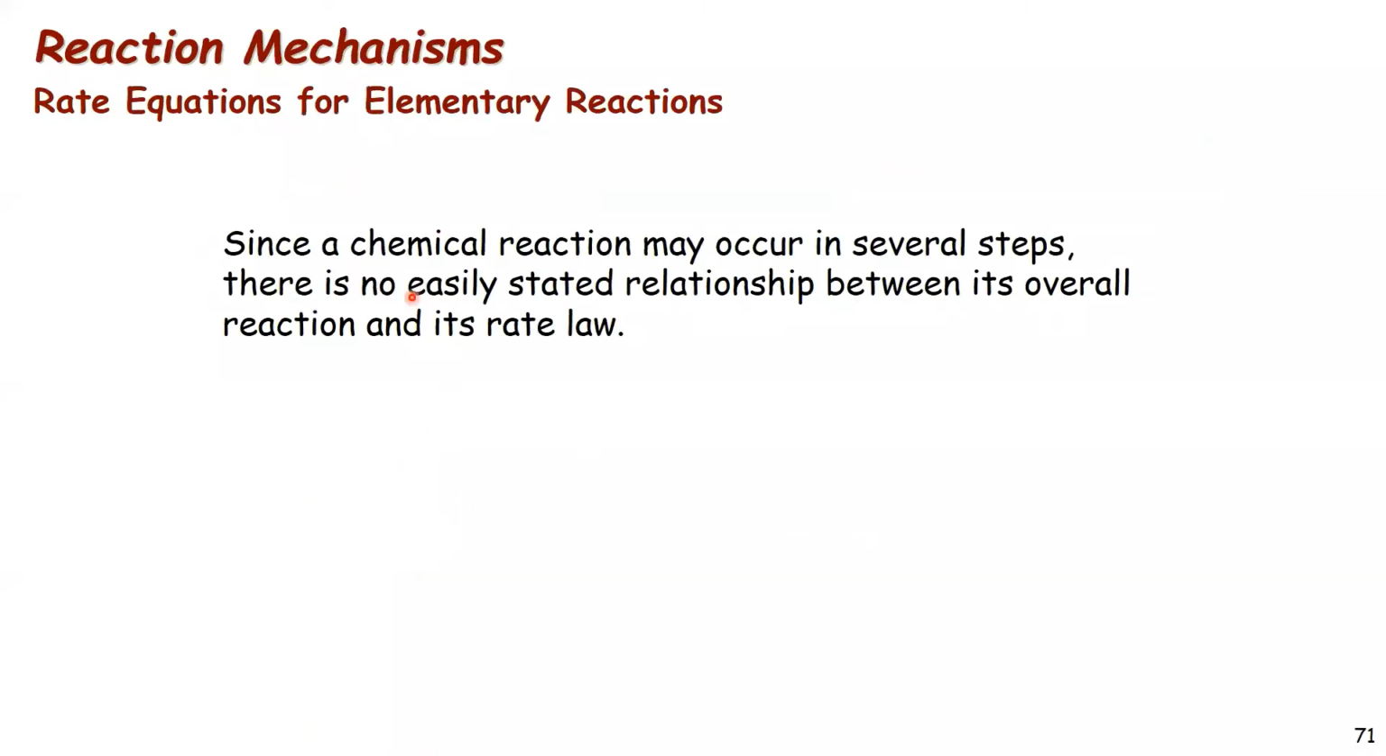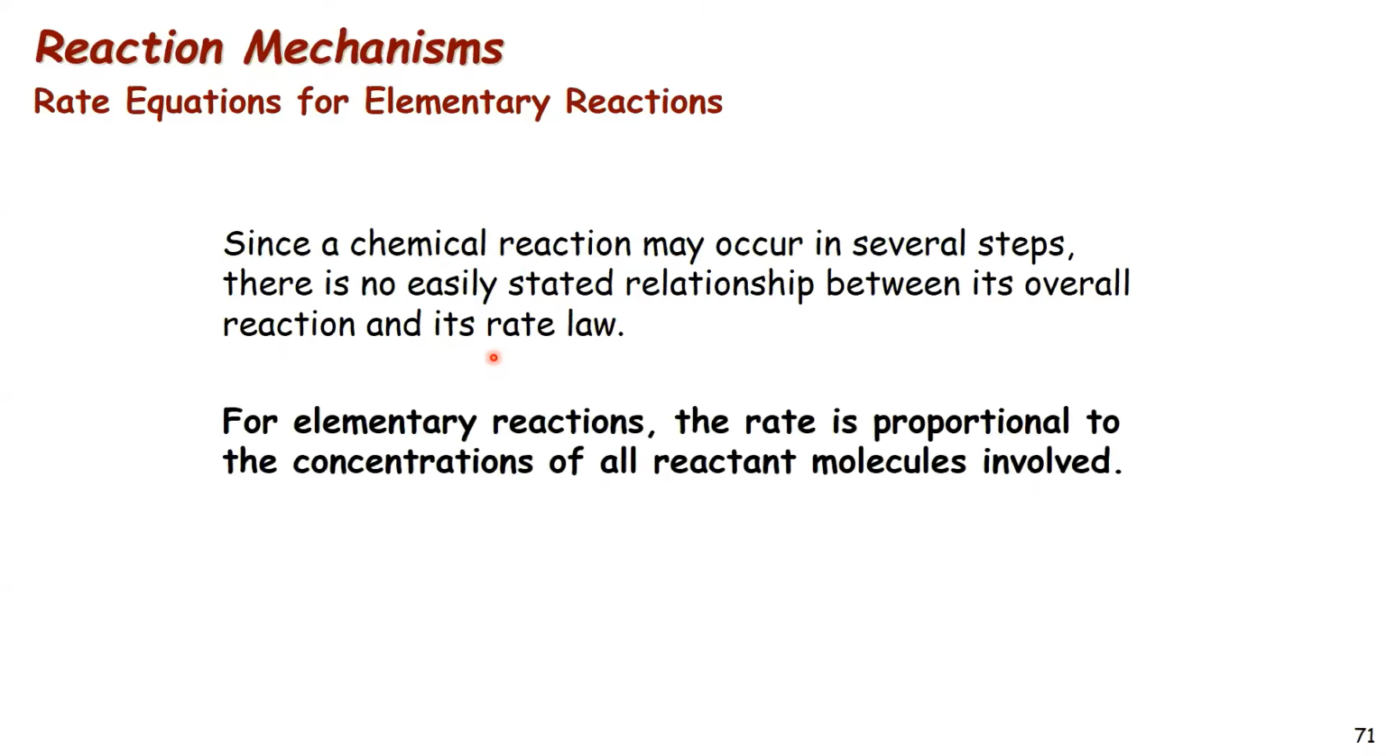Okay, so since a chemical reaction may occur in several steps, there's no easily stated relationship between its overall reaction and its rate law. This is why we can't use the coefficients in an overall reaction as the orders for the reactants and catalysts in our rate law, because of these individual reactions, these intermediate steps. Now, this is the difference though.